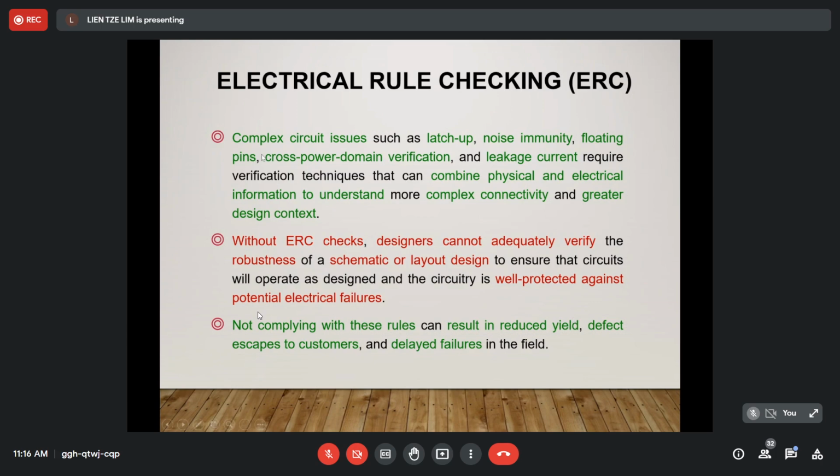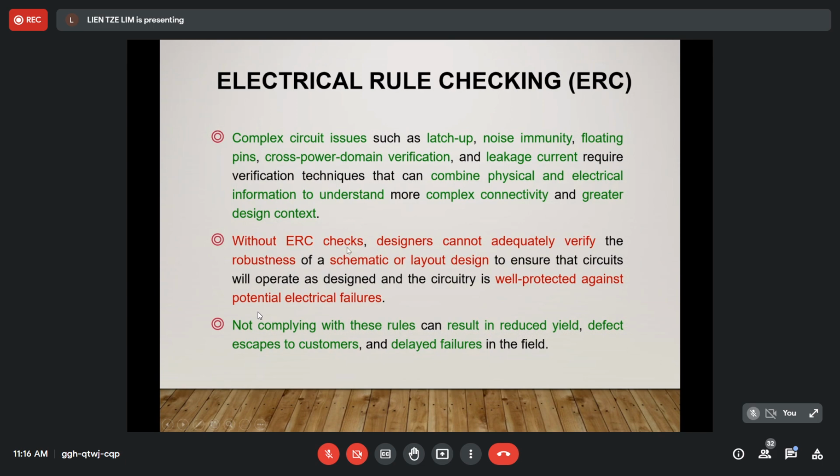Okay, so we see the statements given in the slides here. Complex circuit issues such as latch-up, noise immunity, floating pins, cross-power domain verifications, and leakage currents require verification techniques that can combine physical and electrical information to understand more complex connectivity and greater design context.